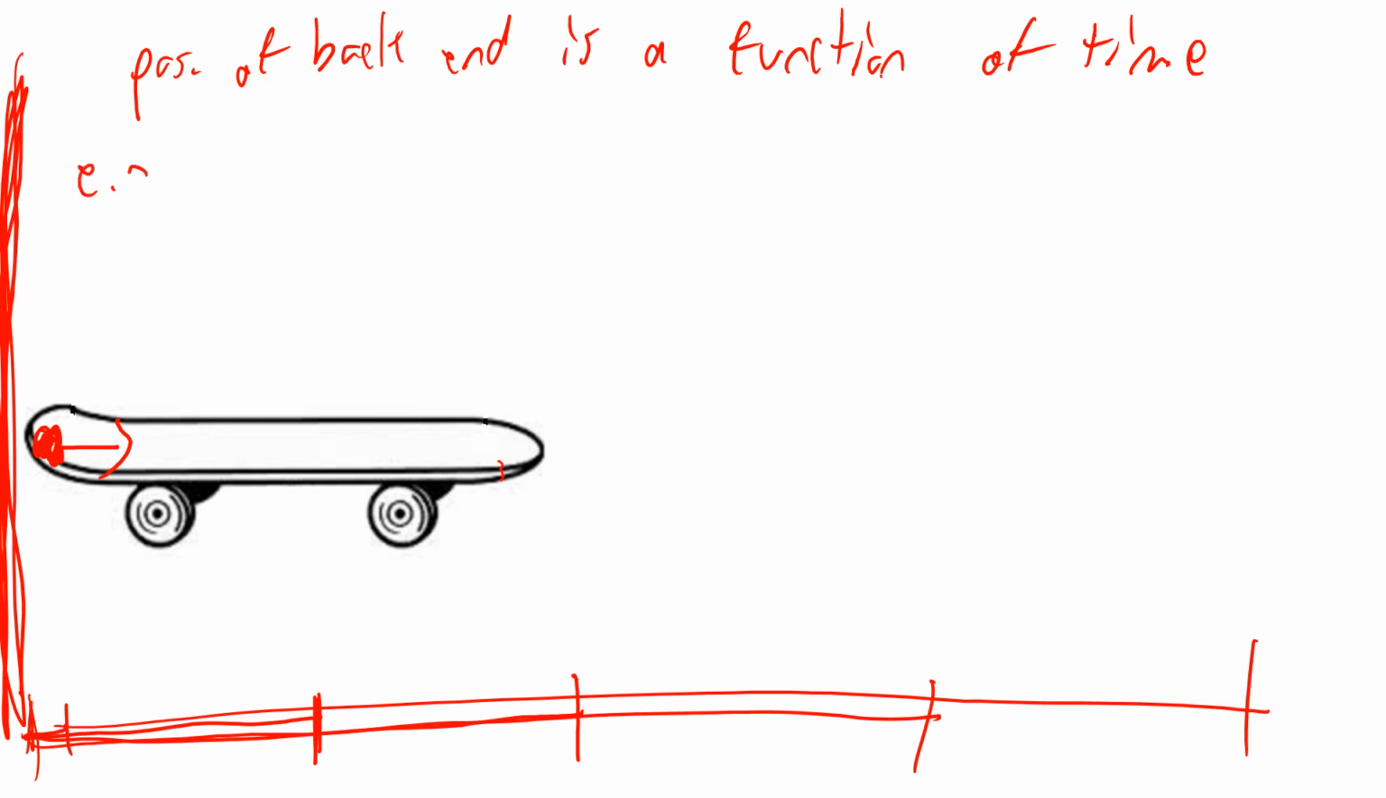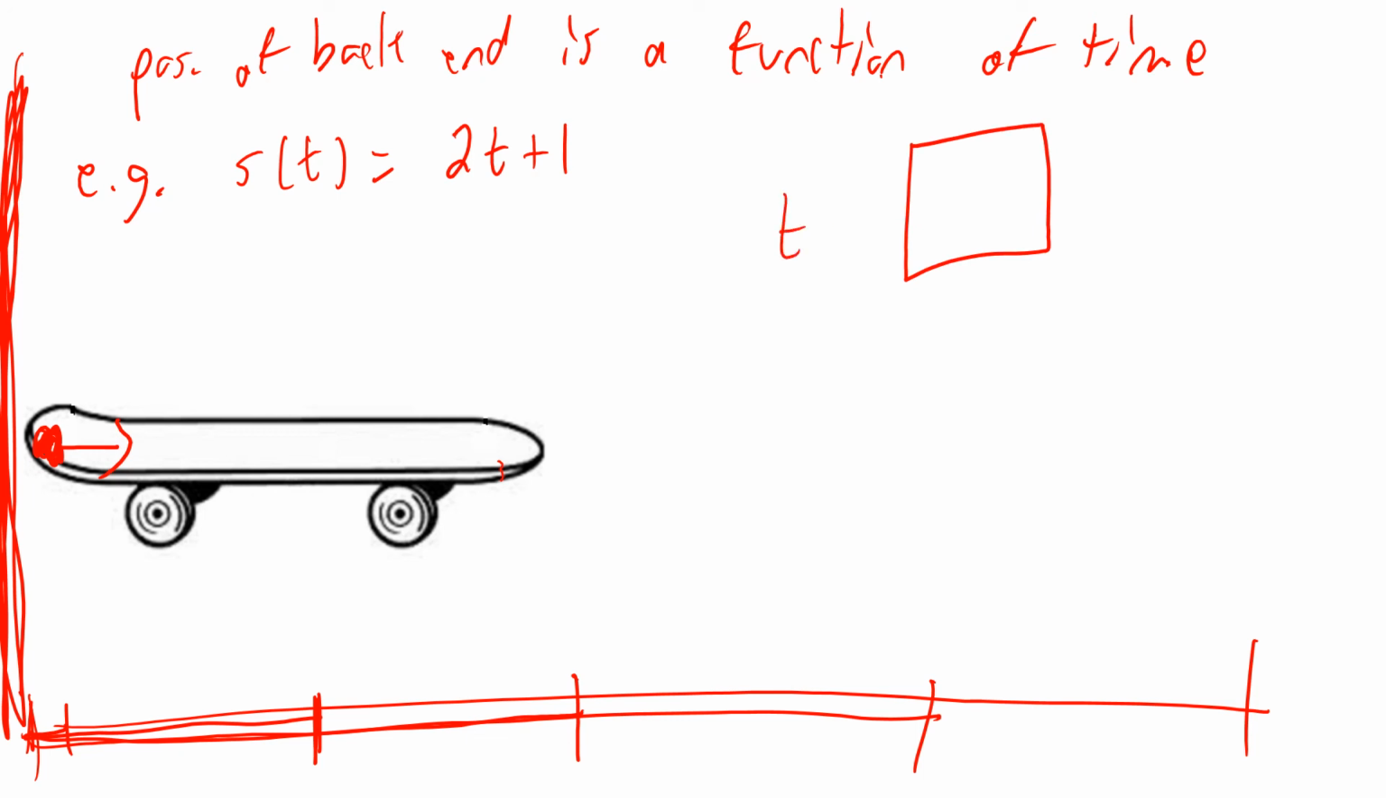So for example, e.g. stands for example, the position of the back end could be something like 2t plus 1 or something. I just made up some random formula for it. But again, what you need to remember is that we have some kind of function here where the input is time and the output is going to be the position of the back end at that time. So since the position of the back end changes, there's a formula for it that involves only t's.